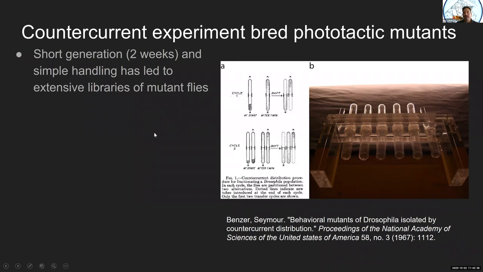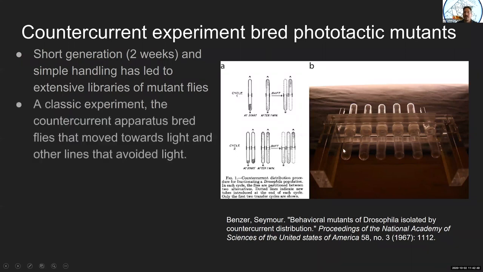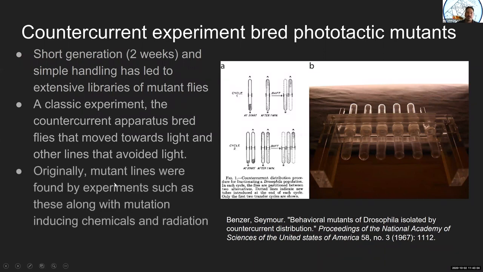So a classic experiment was to put these flies in a half dark, half light environment. You just wait for the flies that naturally go to the dark to come over here. You look for the flies that naturally go to the light. You go over here, you separate them, you keep breeding them. And after a few generations, you can get flies that naturally move towards the light and other ones that avoid light. So originally mutant lines were found by experiments like these and by mutating through radiation and chemicals.